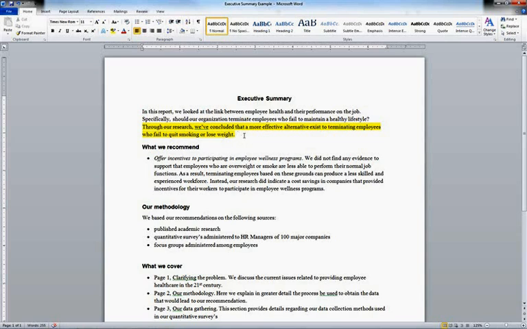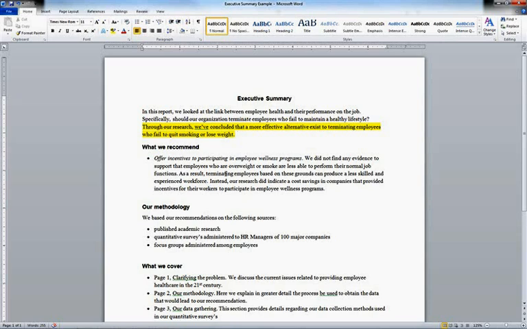Okay, we're going to look at, okay, they have recommendations here. So we see what their recommendation is right off the front. They want to offer incentives to participate in employee wellness programs. And they kind of explain some of the reasonings behind that and what they found. They go into their methodology, right? How specifically did they get the information to make this conclusion? Looks like they used published academic research, quantitative surveys, focus groups, those types of things.